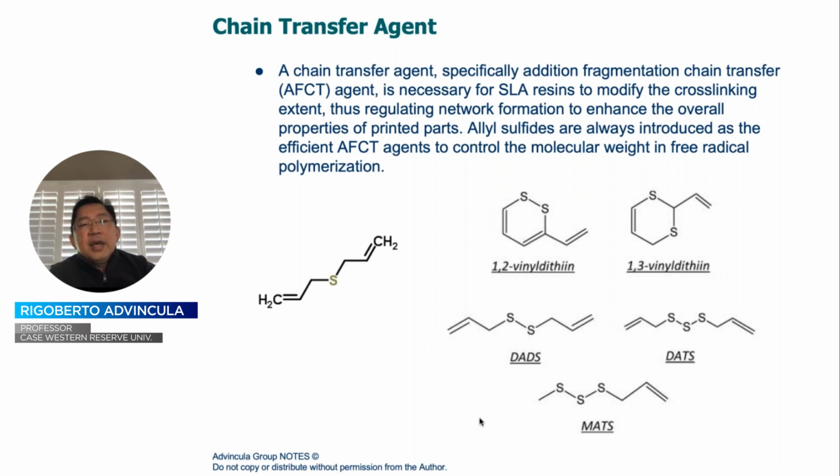The chain transfer agent is a term that we use to control the molecular weight. It can be used to control the degree of branching or side reaction. A lot of these are based on thiol chemistries, disulfides, which are very effective in transferring the reactivity of the initiator.